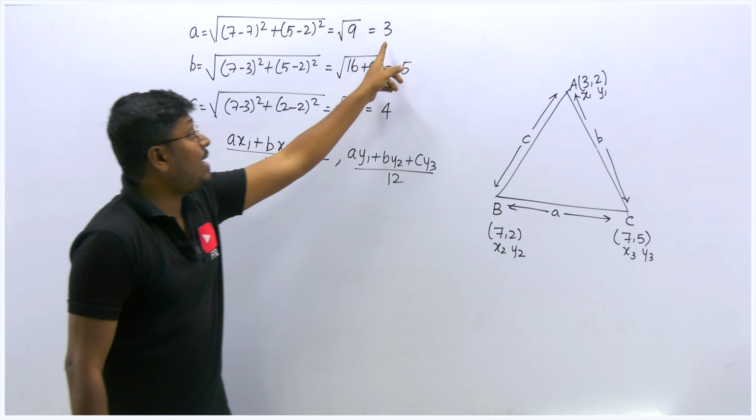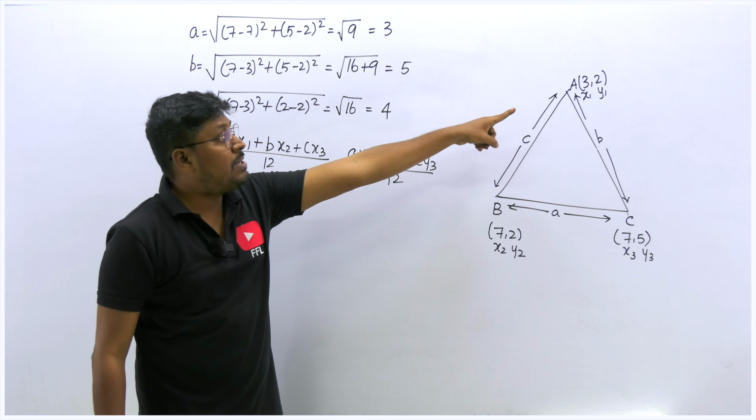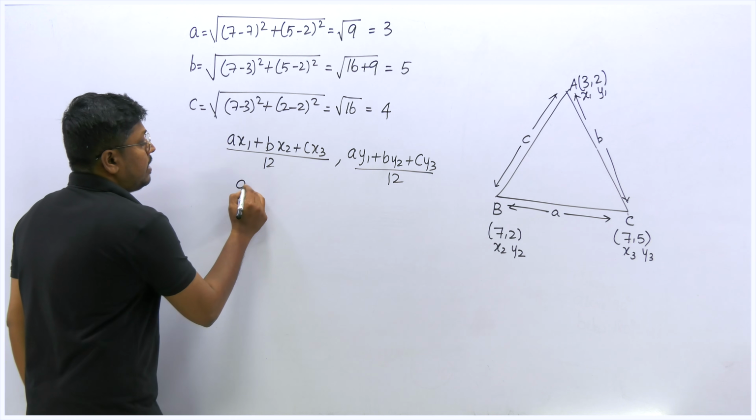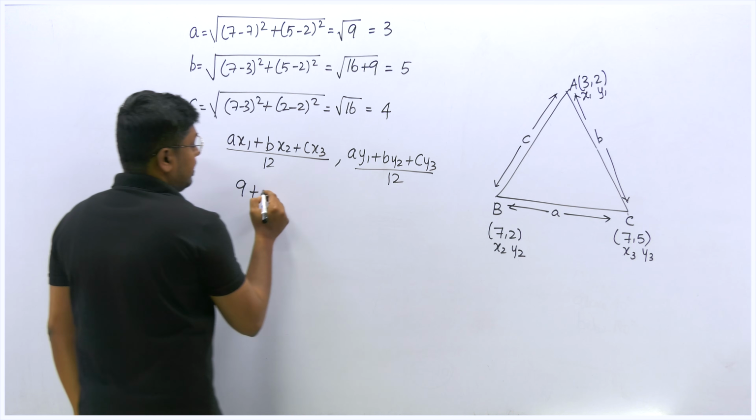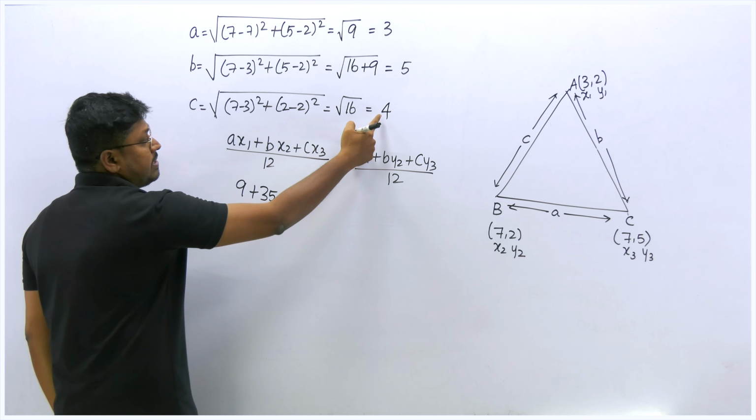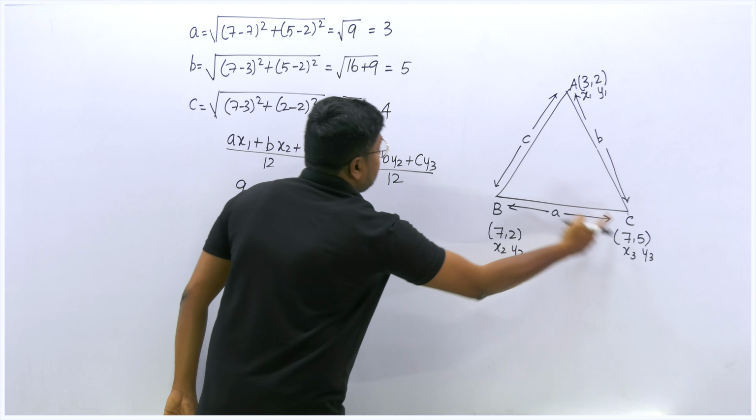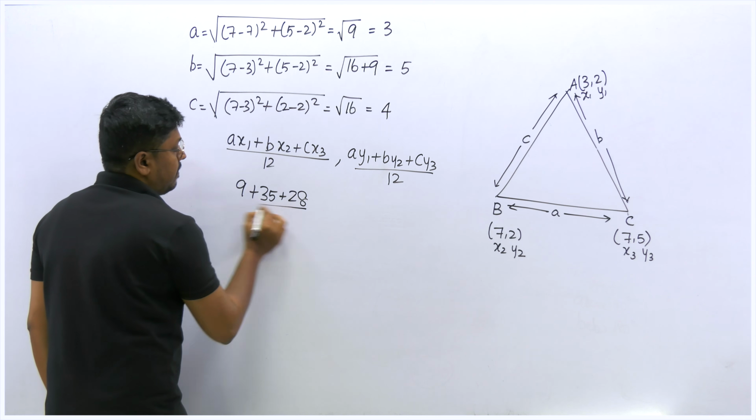So ax1. a is how much? 3. x1 is how much? 3. 3 into 3 is how much? 9. So bx2. b is 5, x2 is 7. 7 5s are 35. cx3. So c is 4, x3 is 7. So 7 4s are 28, divided by 12.